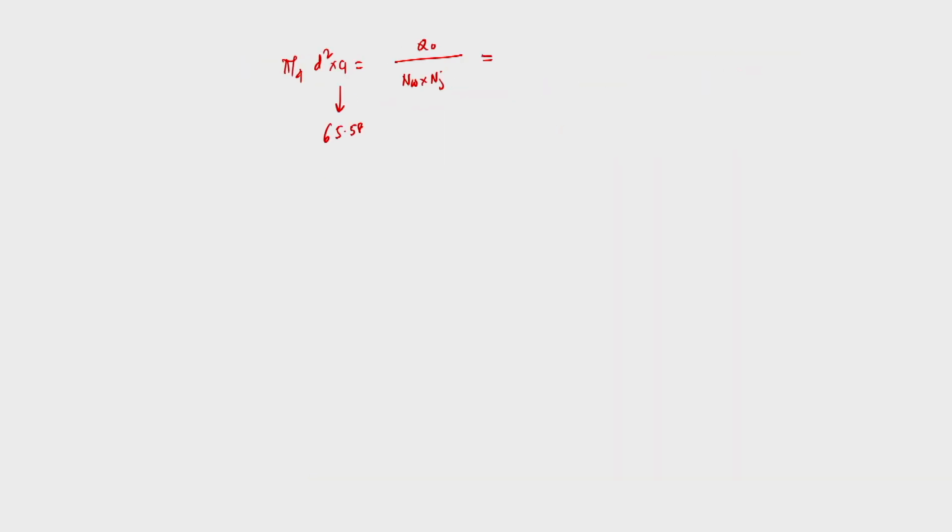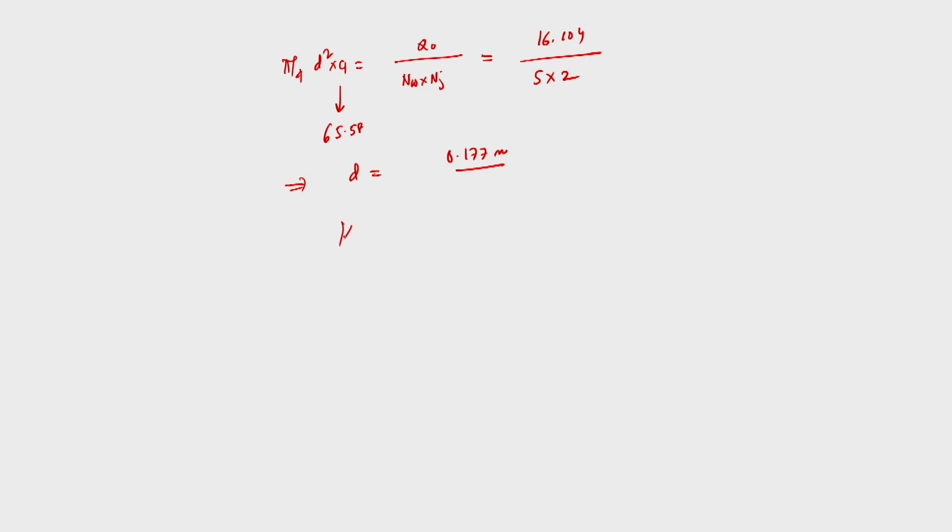Then we know Q naught is 16.104, divided by number of wheels 5, number of jets 2. From there we can calculate the jet diameter D will be equal to 0.177 meter, that is 177 millimeter.